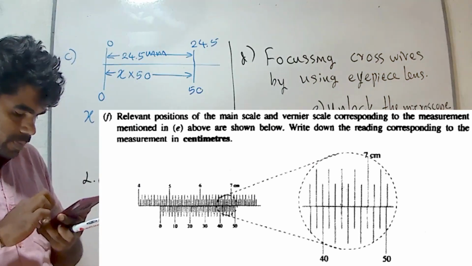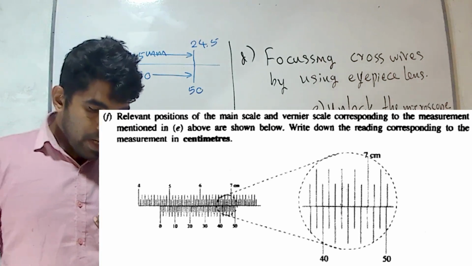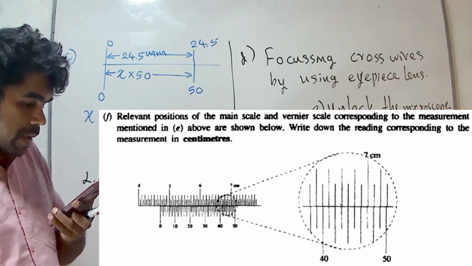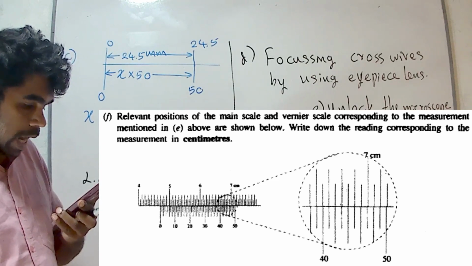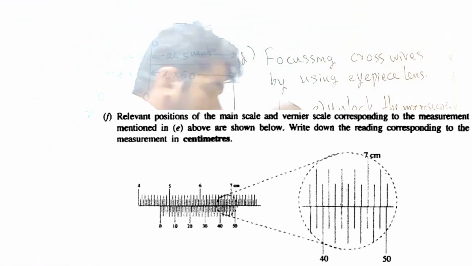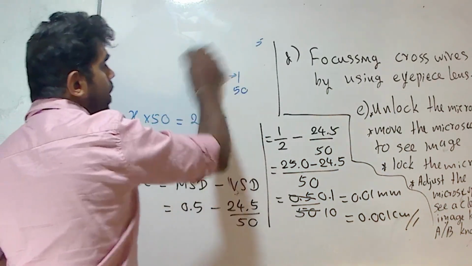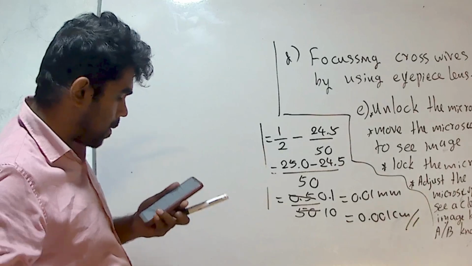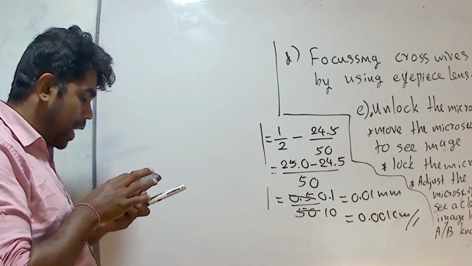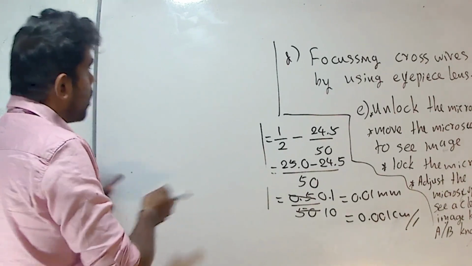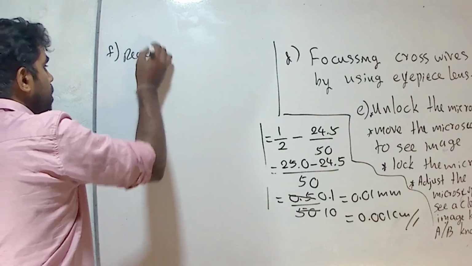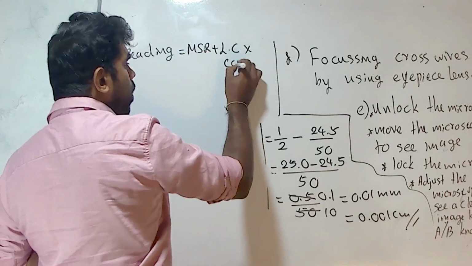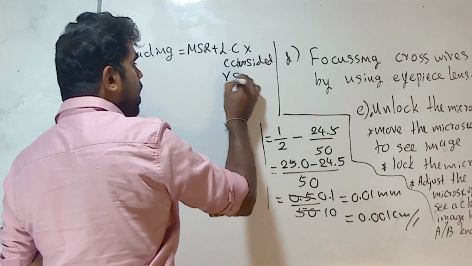In part F, relevant positions of the main scale and vernier scale corresponding to measurements mentioned in part E above are shown below. Write down the reading corresponding to the measurement in centimeters. Again, I will calculate the value in millimeters and finally convert it to centimeters. We have been given an enlarged diagram. We can write reading equals main scale reading plus least count into coincided vernier scale part.